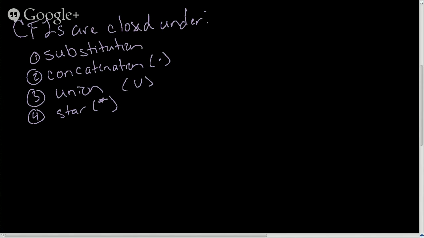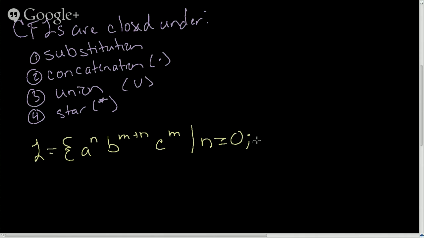I'm trying to think of an example that would work very easily here. Let's say that we have, this is easy, we just went over this, and I proved to you that this language was context-free a little earlier in this video. So if our language is A to the n, B to the m plus n, C to the m, such that n is greater than or equal to 0, and m is greater than 0, we want to prove that this is context-free using closure properties.